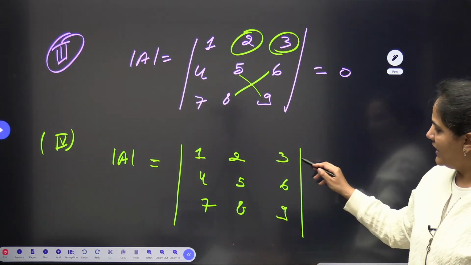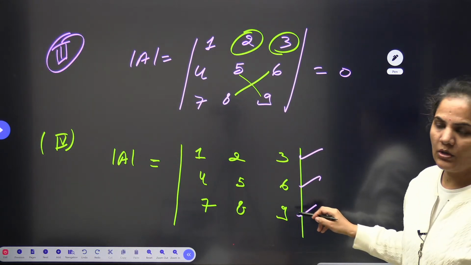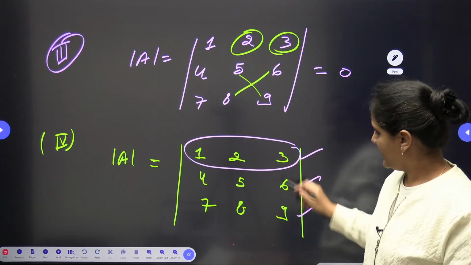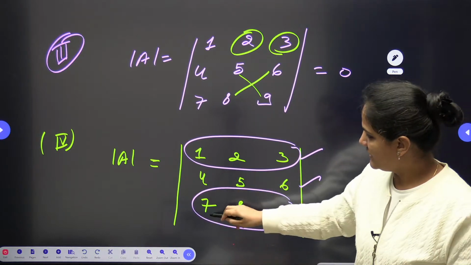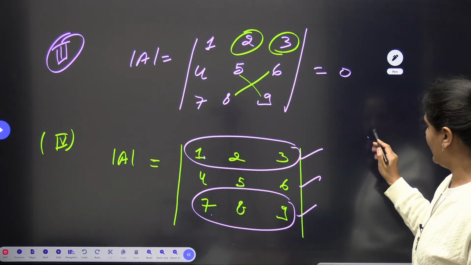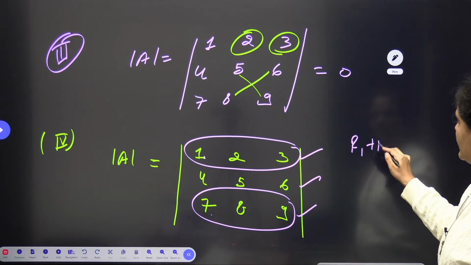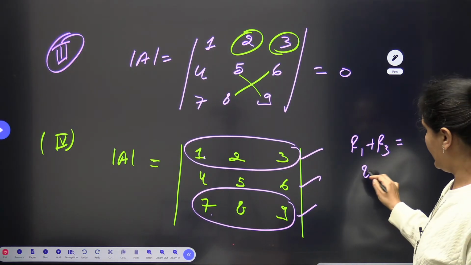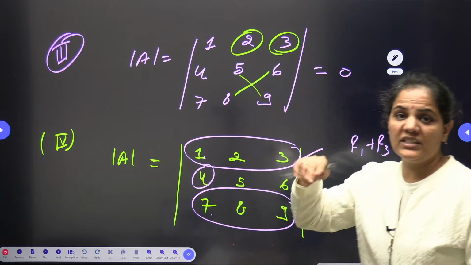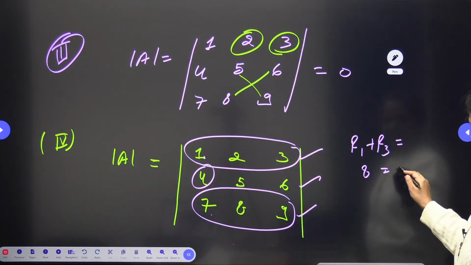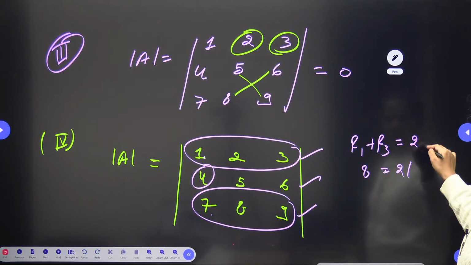How? We can see we have the first row, second row and the third row. Now look at R1 and R3. We have 7 plus 1, 8 here. I am writing here R1 plus R3, that is 8. And when I look at R2, this is nothing but twice of R2.